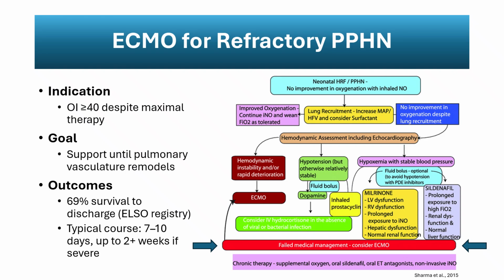Typical ECMO courses last 7 to 10 days, but may extend beyond 2 weeks in severe cases. Survival rates for neonates on ECMO are approximately 69%, according to ELSO registry data, with outcomes influenced by gestational age, underlying lung disease, and comorbidities. ECMO requires specialized multidisciplinary management, including anticoagulation, careful monitoring of perfusion, and ongoing assessment of pulmonary vascular resistance. It is a bridge therapy, not definitive treatment, allowing time for the underlying cause of PPHN to resolve or be corrected.